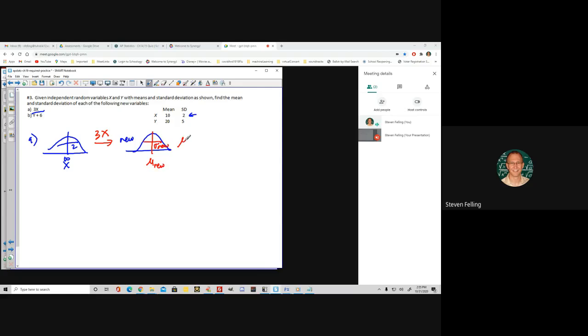Okay, so the new mean will be 3 times the old mean, right? Because we're multiplying by 3, and multiply affects everything. So that would just be 3 times 10, which would be 30. The new standard deviation is also affected by that multiply. So 3 times the standard deviation of the old, so it would be 3 times the 2, and therefore 6. So this would be 6, and this would be 30 if you multiply everything by 3.